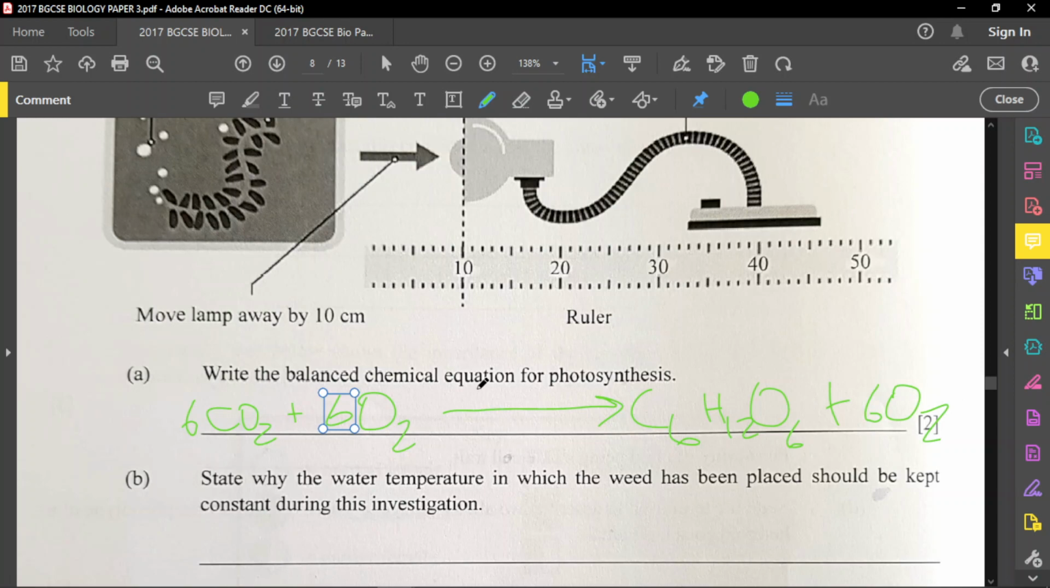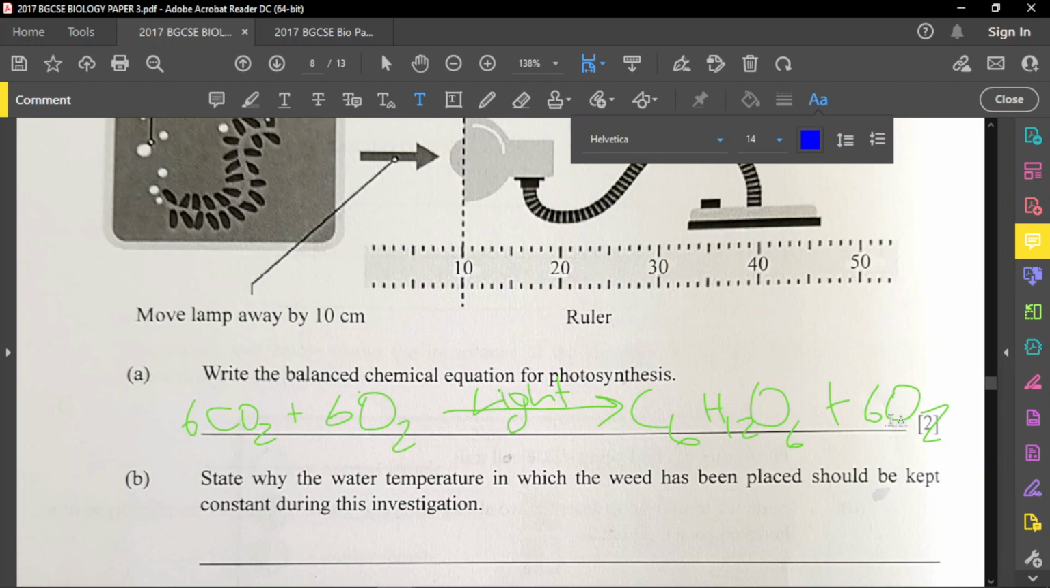What you're going to have here is also light is needed as well. So you can have light on top of the arrow, and on the bottom of the arrow, you're going to have chlorophyll. But light is definitely needed. Chlorophyll should be there to absorb the light as well. So chlorophyll on the bottom of the arrow, and that will be your balanced chemical equation there, indicating photosynthesis. All right, that's something you need to practice, something you need to know.